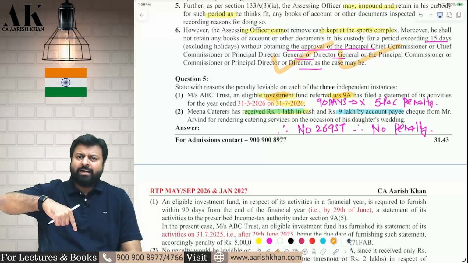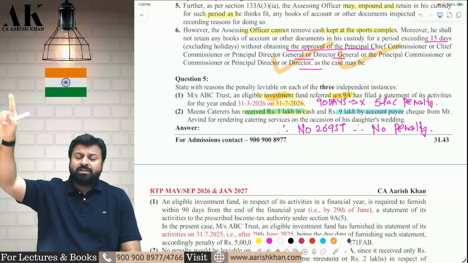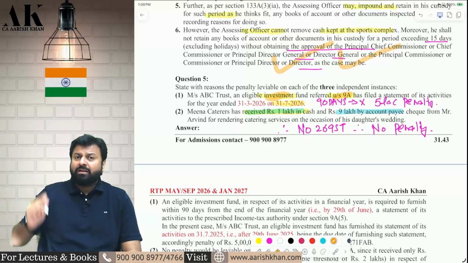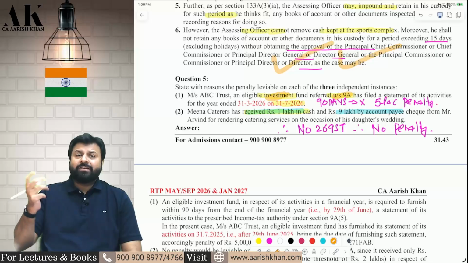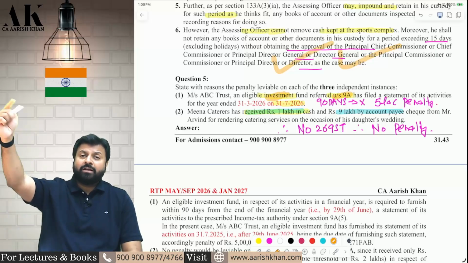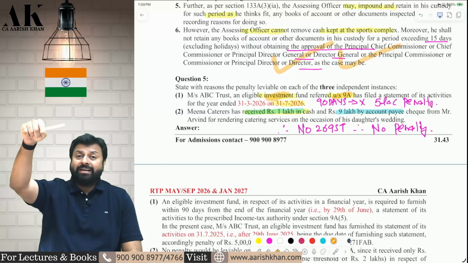They have to fulfill 17 conditions. 13 conditions should be fulfilled by the fund. 4 conditions have to be fulfilled by the manager. Then the income of the investment fund will not be subject to tax. So who will check whether these conditions are fulfilled or not? For that purpose, the investment fund has to file a statement in form 3CK within 90 days from the end of the financial year.